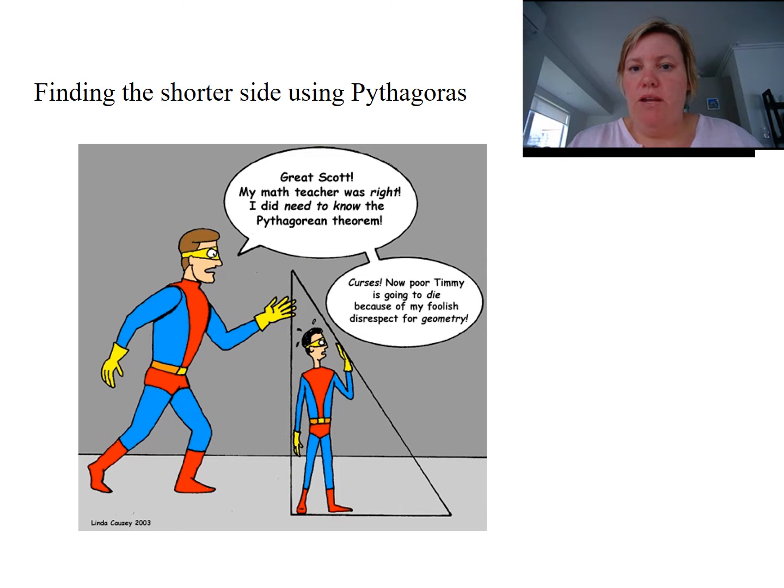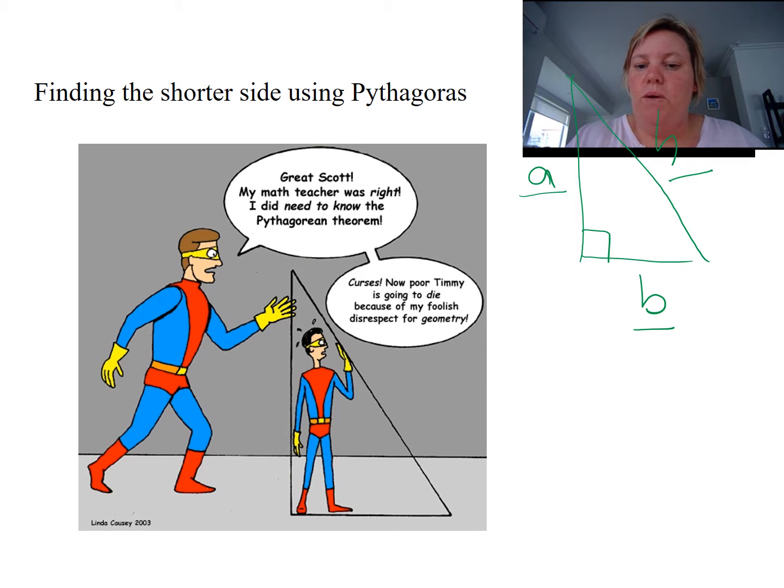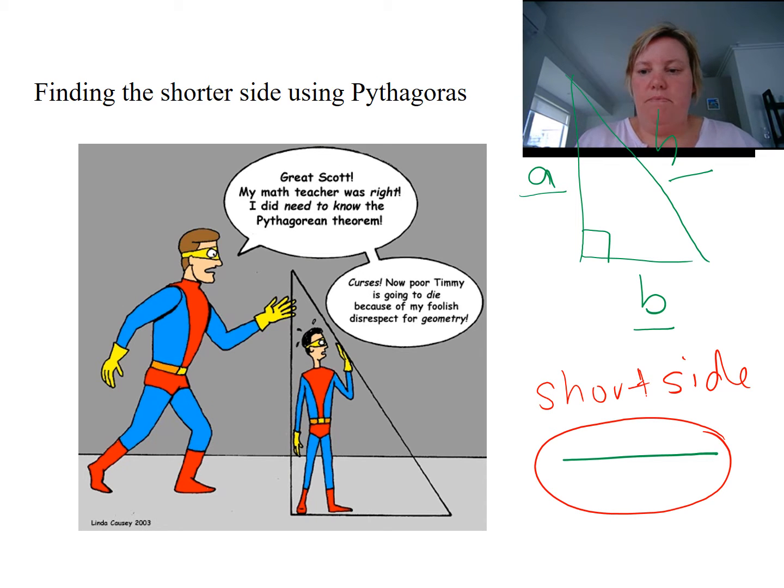So in the last video we had a right angled triangle and we tried to find the longer side. This time we're going to find either of these two shorter sides. If you remember, we used to add a squared and b squared to give us h squared. This time, instead of adding, we are going to subtract. One of the good things to remember is that when you're finding a short side, it's a good idea to subtract.